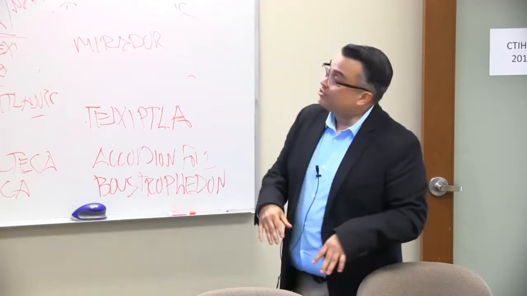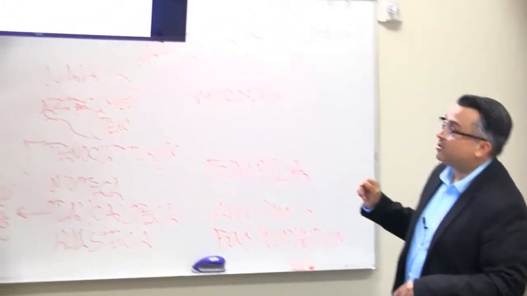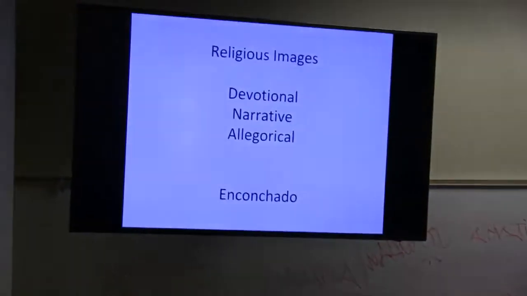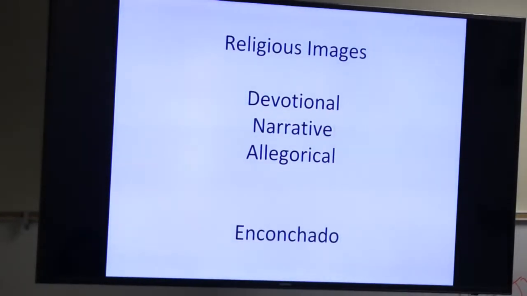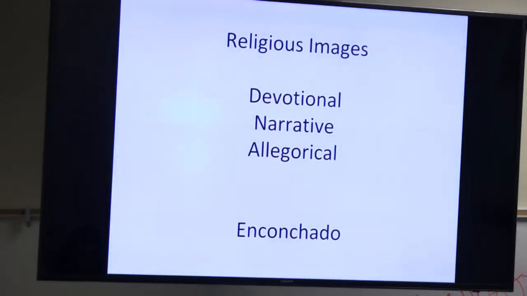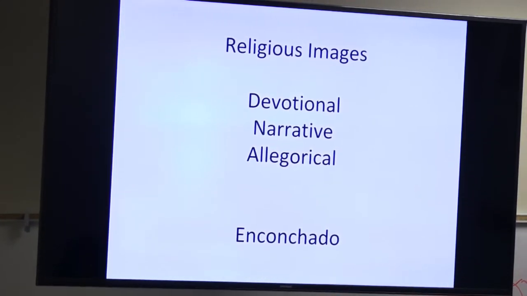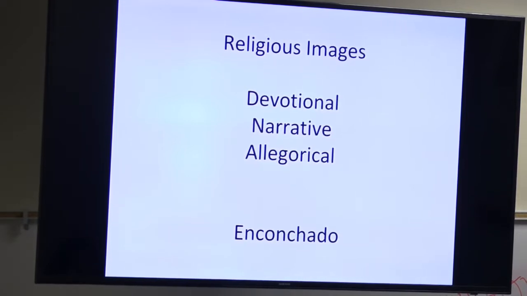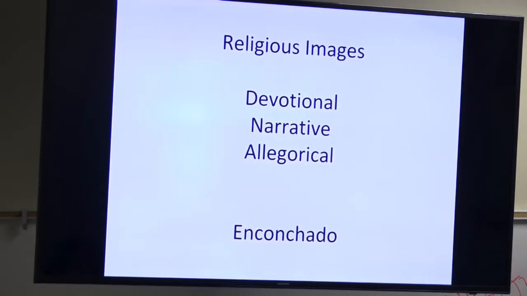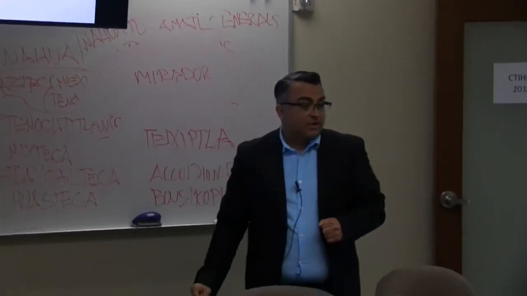But since we have this enconchado image, I want to talk a little bit about religious images and continue the conversation about shell inlay. When we talk about religious images, there are three general types that we see in colonial art. There are devotional images, like the Virgin image. These are the single images of saints or Christ or Mary that are meant to inspire or guide prayer and meditation. Then we have narrative illustrations, like scenes from the life of Christ or scenes from the life of Mary. These follow their exploits, their events through the course of their life.